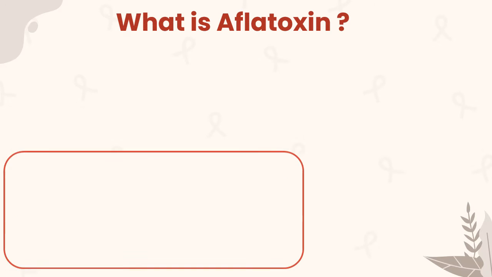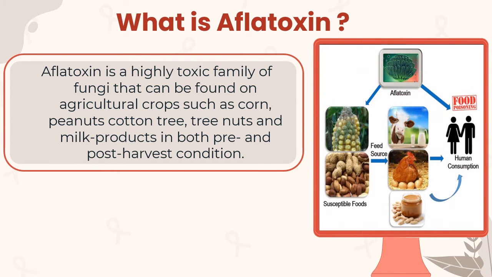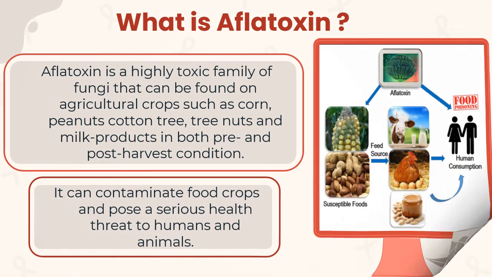Aflatoxin is a highly toxic family of toxins produced by fungi that can be found on agricultural crops such as corn, peanuts, cotton, tree nuts, and milk-based products in both pre- and post-harvest conditions. It can contaminate food crops and pose a serious health threat to humans and animals.